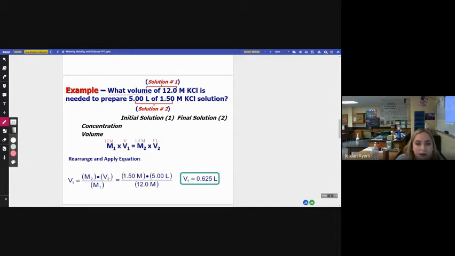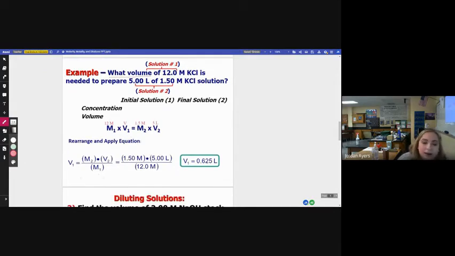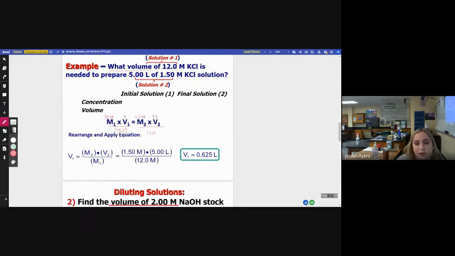1.5 molar and 5 liters for our solution 2. So again, we have to isolate our unknown. So we just divide both sides by this 12 molar. And then these 12 molars will cancel out, leaving this volume by itself, which gives us 1.5 times 5, divided by 12 is equal to our unknown, which is volume 1, and that would be 0.625 liters.